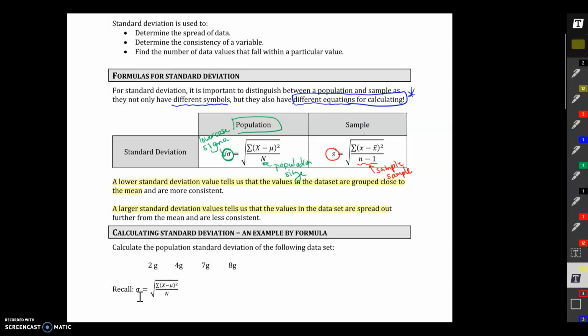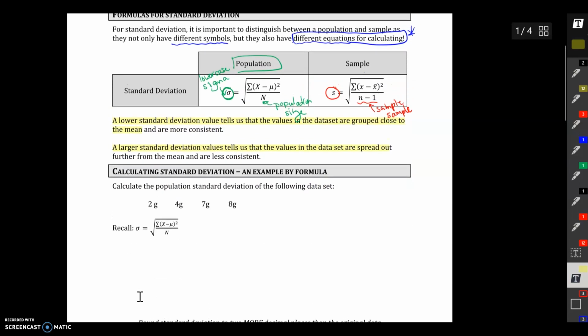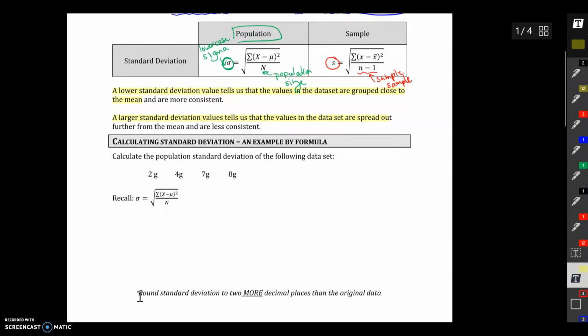So let's look at doing a standard deviation calculation. We're going to do this once by the formula and try to make sense of what the formula is telling us. We have a small data set here, but it's a population. It's got 4 pieces of data in it. So we know the standard deviation is found by taking the square root of the sum of the data values minus the mean, the distance of the data values from the mean, squared, and dividing by the population size.